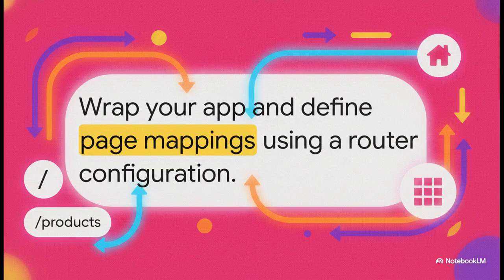Now, check out this code. What's really cool here is how declarative it is. We're not writing a bunch of if this then that logic. We are simply telling the router what we want. The root path, /, should show the home page, and /products should show the product list page. As a lead, I love this because it's so easy for anyone on the team to just look at this and immediately understand the app's structure.